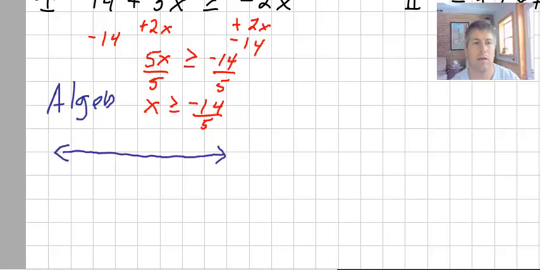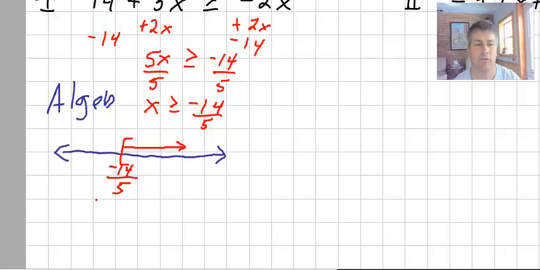Okay, and our critical point is negative 14 fifths. I really don't care too much where 0 is. I'm assuming you know where 0 is. So I'll put negative 14 fifths on our number line. And we want to include negative 14 fifths, so our graph will have a bracket. And we want everything greater than negative 14 fifths, so it's going to be everything in that direction. So there's our graphing solution.